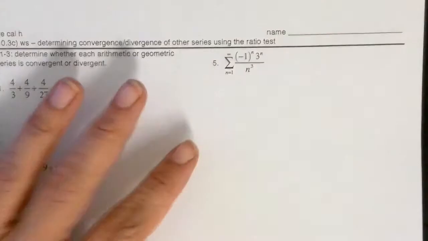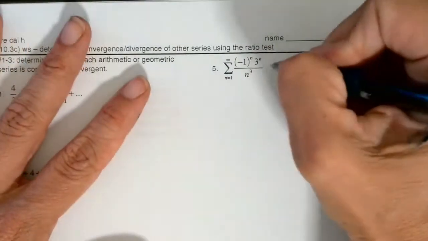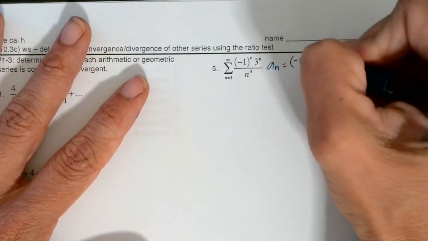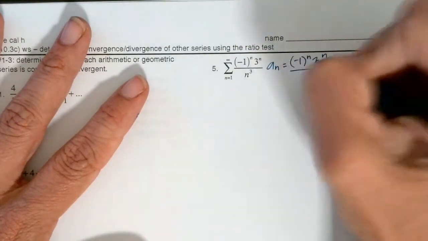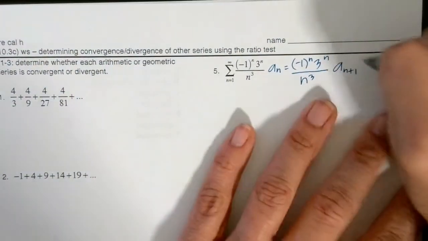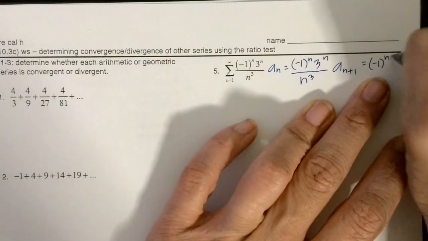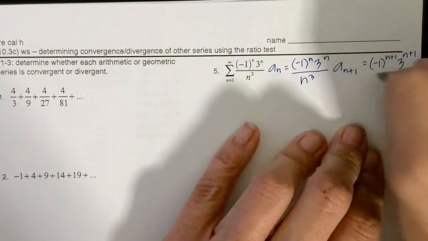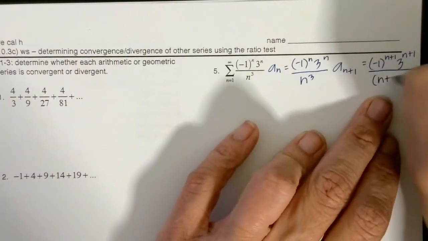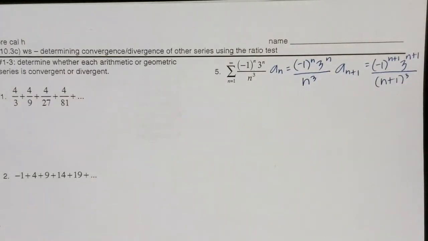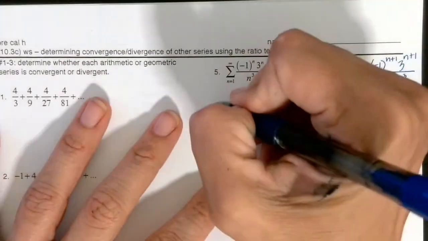Okay, so we have a sub n. You're always going to see me write a sub n because it's just a good practice. I know it's right there, and then a sub n plus 1 is going to be negative 1 to the n plus 1, 3 to the n plus 1, all over n plus 1 cubed. And it's super important that you keep your negatives in parentheses, especially in this situation, so that you don't lose things that shouldn't be lost.